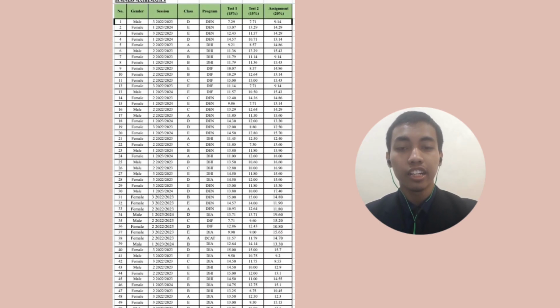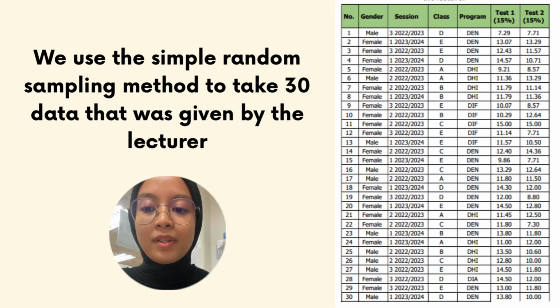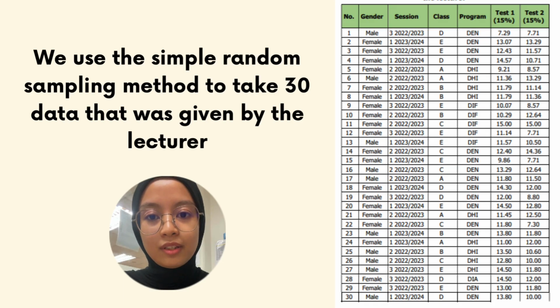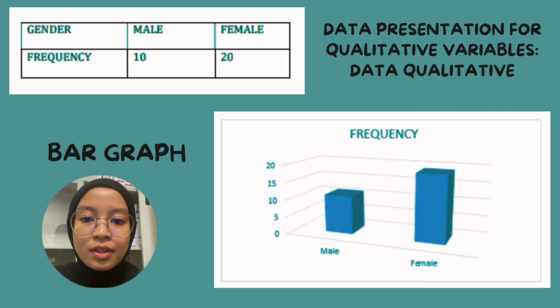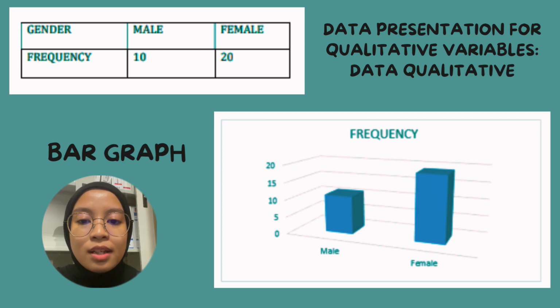As you can see, this is the original data before we collected the sample, and this data was given by our lecturer. We use the simple random sampling method to take 30 data from what was given by the lecturer. So this is our qualitative data. There are only two genders, where male is 10 and female is 20.